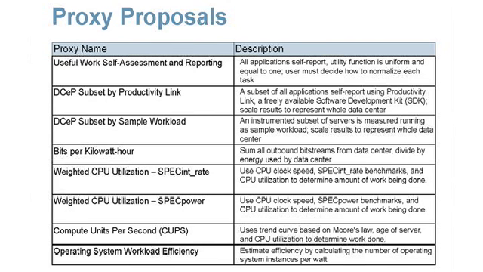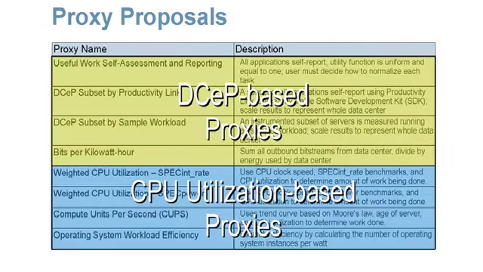You can go to thegreengrid.org, and it's right up at the top. It talks about the productivity proxies paper. We would love to have your feedback. It tells about how to give feedback online there. The proxies break down into a couple of groups.